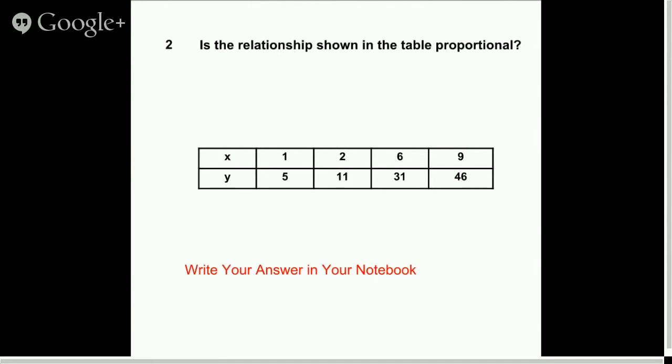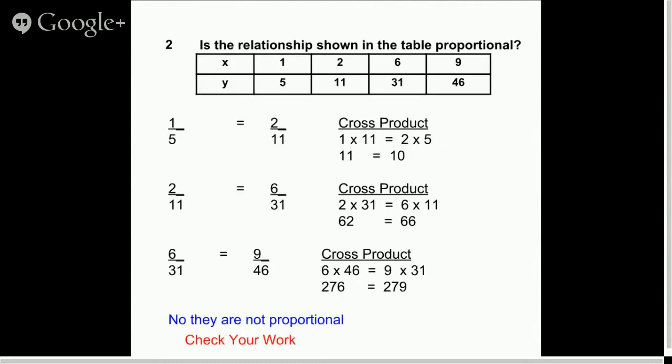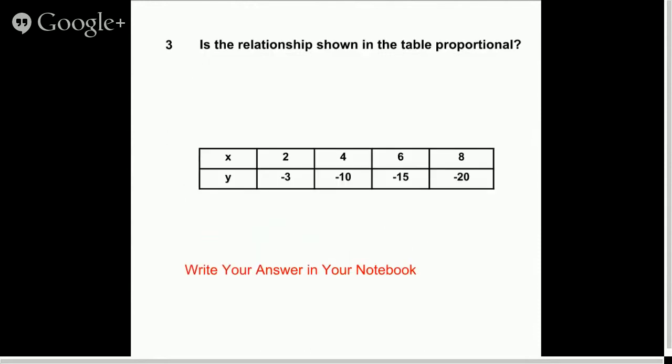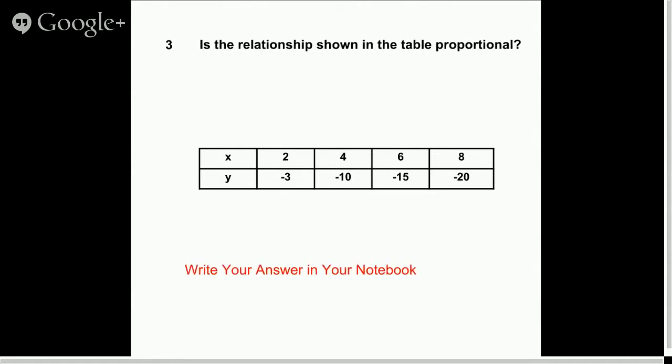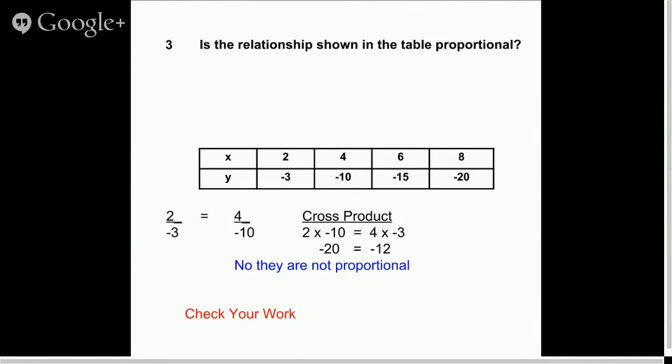How about this one? Go ahead and pause it. All right, check your work. Did the cross product again. These are not equivalent, so they are not proportional. None of them are equivalent. I went ahead and checked for you. Okay. Same with this. Do your work first. You'll find that they are not proportional. You could take any two values on the chart here.